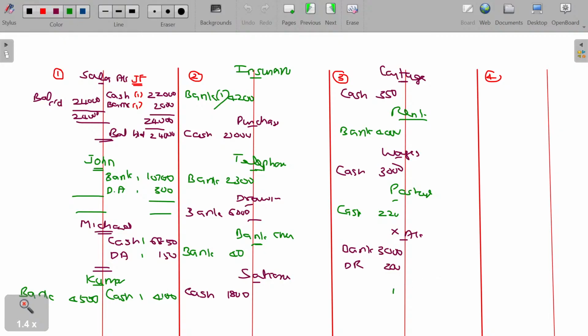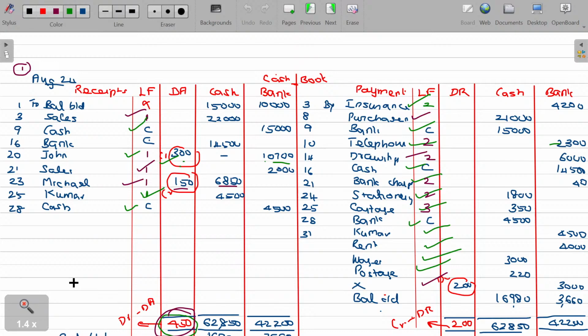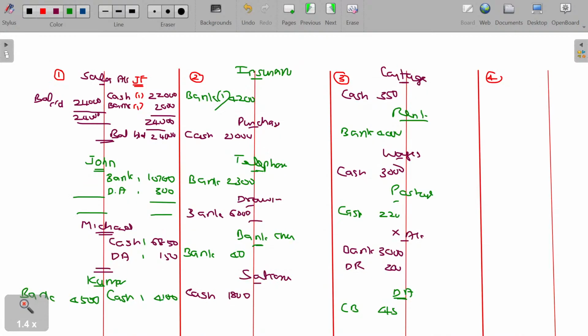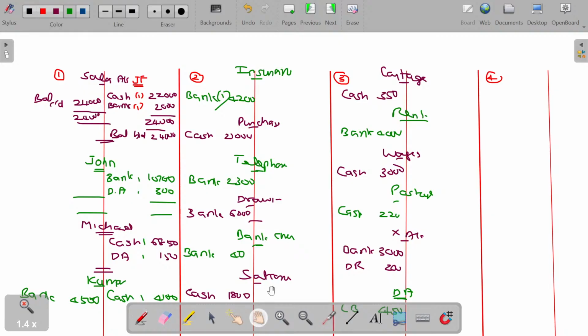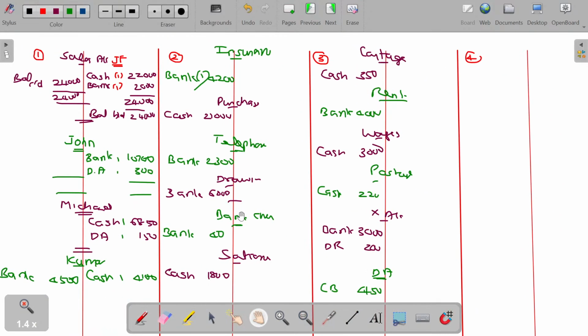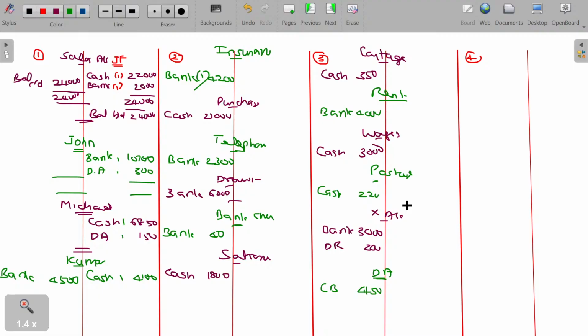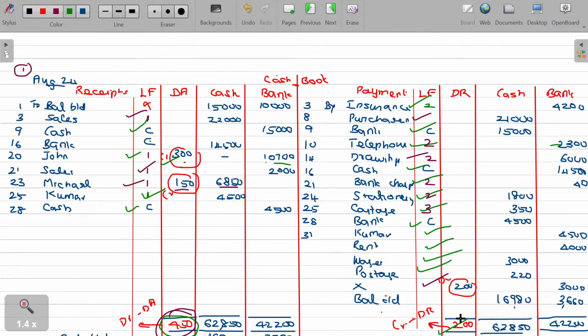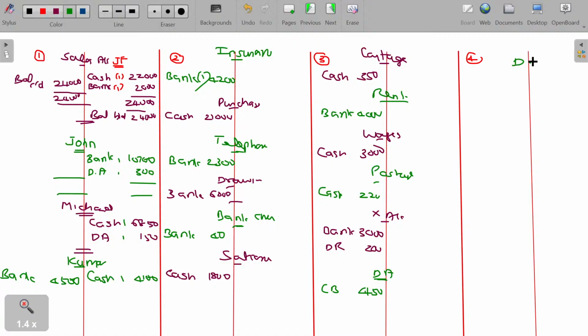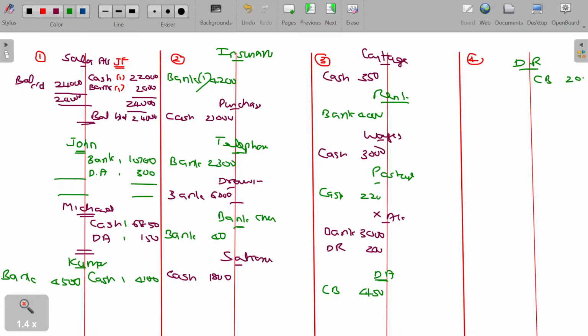Discount allowed. Discount allowed is an expense, so debit side. Sundries from cash book, the value being 450. Then finally we have discount received, which is a credit item. In discount received, credit side cash book, the value being 200. Only discount allowed and discount received totals will go to the discount received and discount allowed accounts, but the cash account and bank account, we will not worry about that.